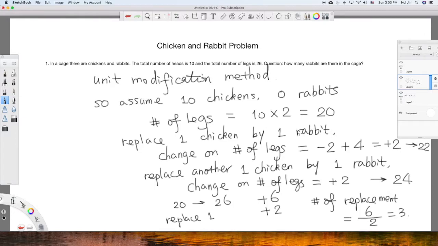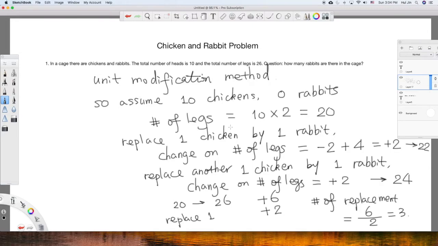And this unit modification method hinges on this crucial idea: by taking a small step, you see which direction the change is going to be. And you want to make sure that the change is going in the direction that you want it to be. How many changes you're going to do depends on the final total change divided by the small change incurred by every little change. Okay, and we're going to look at this method more on other problems.